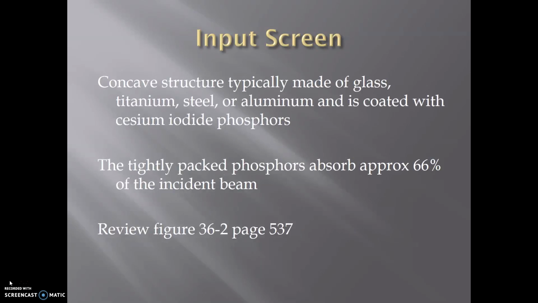The input screen is a concave structure typically made of glass, titanium, steel, or aluminum, and is coated with cesium iodide phosphors. The tightly packed phosphors absorb approximately 66% of the incident beam.